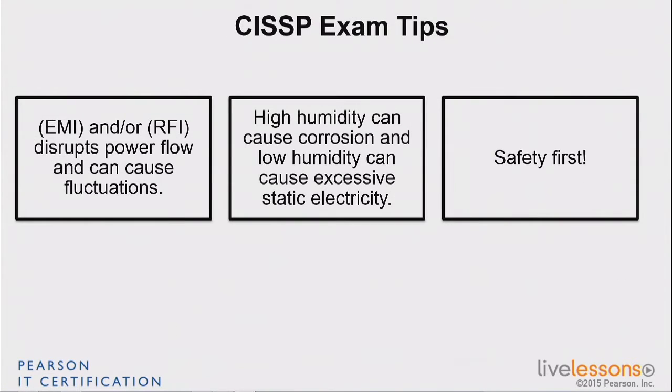So we're going to end this lesson with our CISSP exam tips, remembering that EMI and/or RFI disrupt power flow and can cause fluctuations, that high humidity can cause corrosion, and low humidity can cause excess static electricity. And above all else, safety first. Human life cannot be replaced.